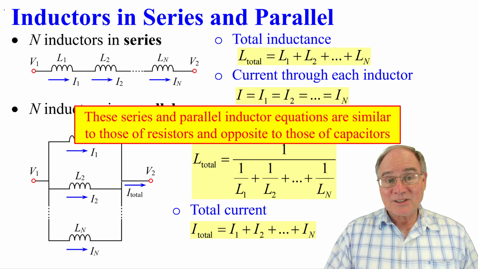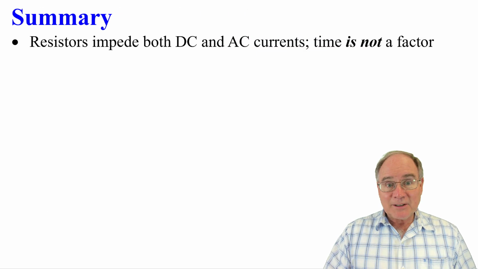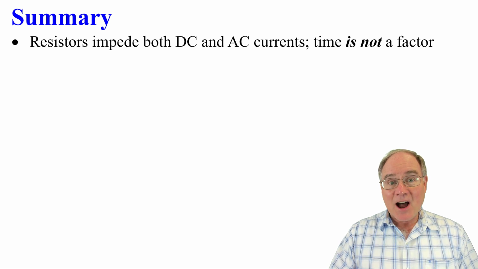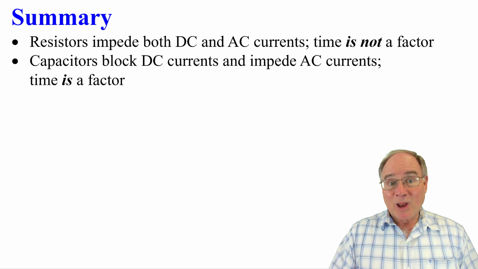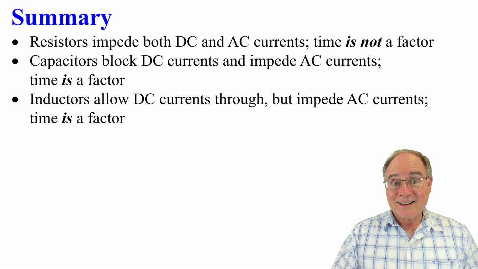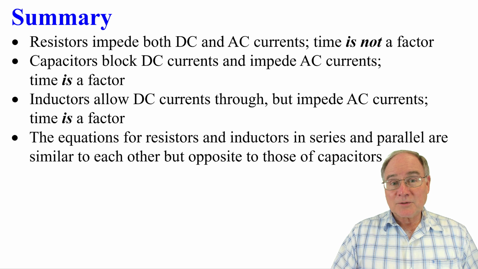In summary, resistors impede both DC and AC currents, and time is not a factor. Capacitors block DC currents and impede AC currents, but let high-frequency AC currents go through. Time is a factor. Inductors, on the other hand, let DC currents through, but impede AC currents, and time is again a factor. The equations for resistors and inductors in series and parallel are similar to each other but opposite to those of capacitors.